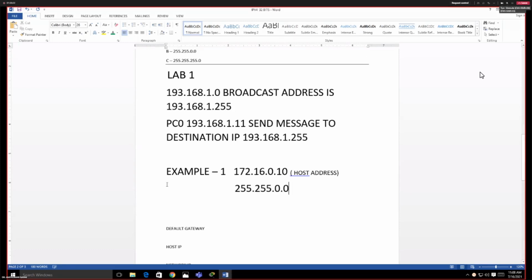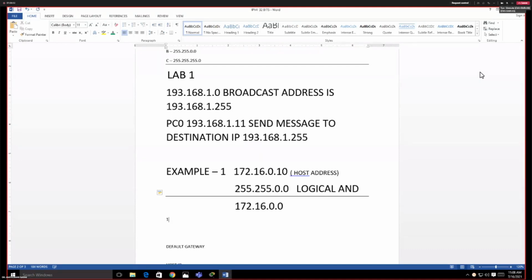Now, if you perform a logical AND operation between 172.16.0.10 and 255.255.0.0, then the result of the logical AND operation will be 172.16.0.0. 172.16.0.0 is the result of what? Logical AND operation. What is the logical AND operation?